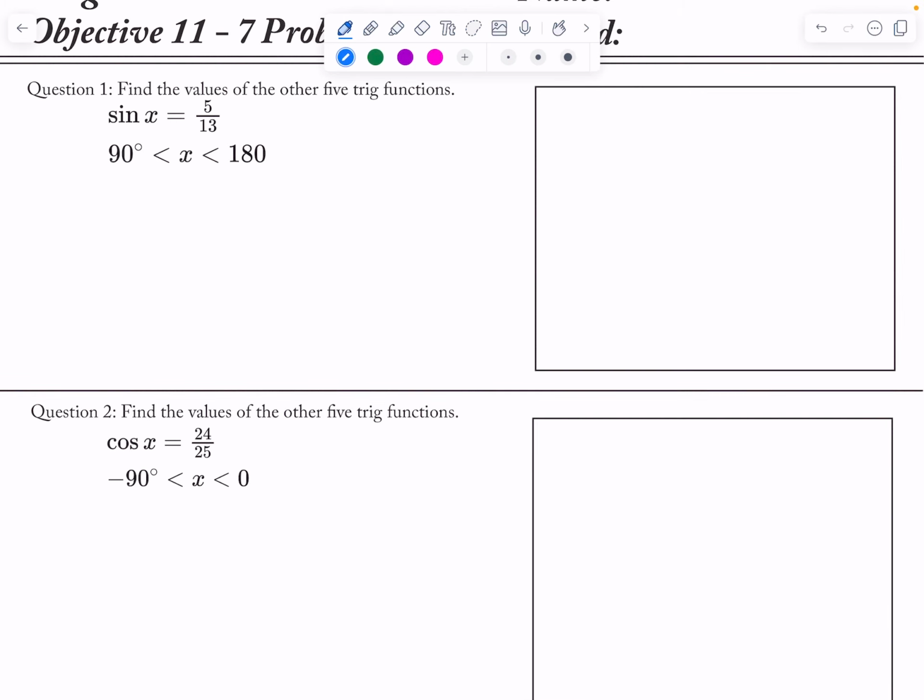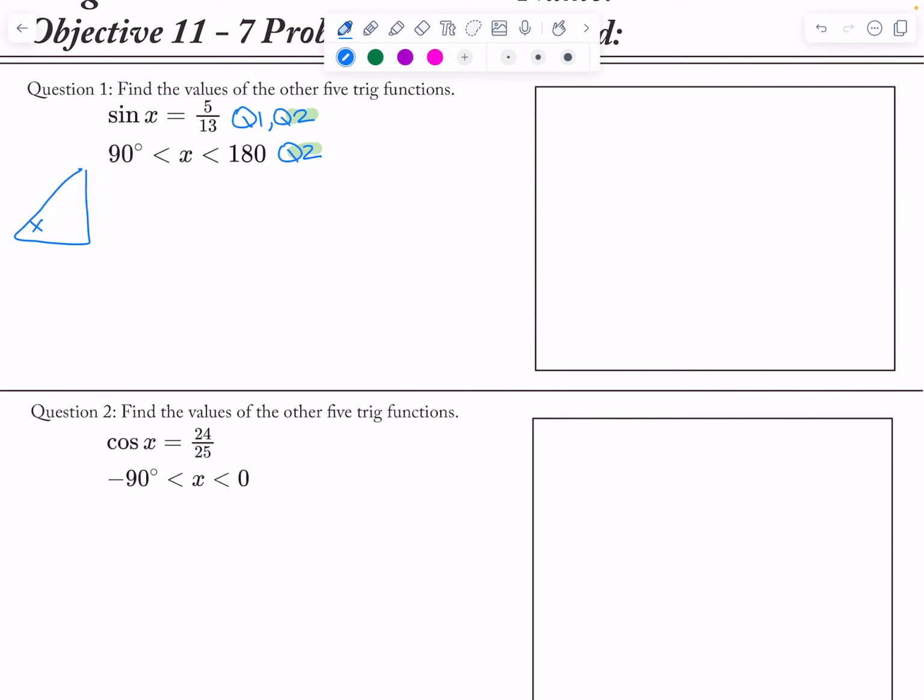All right, so let's look at all the odd numbered questions. So again, my sign is positive, so I'm either in quadrant 1 or quadrant 2. Because I'm between 90 and 100 degrees, that puts me in quadrant 2. So now I'm going to do my triangle.